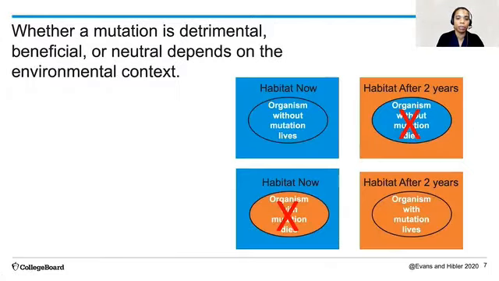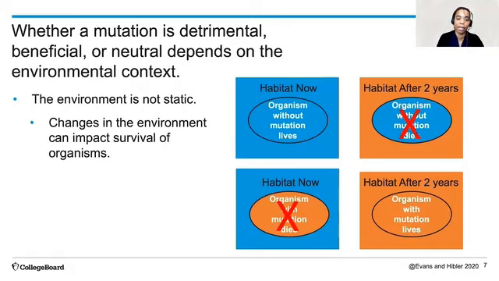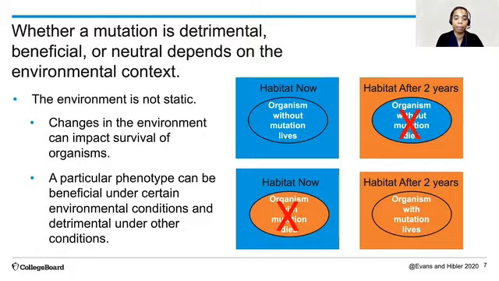Whether a mutation is detrimental, beneficial, or neutral depends on the environmental context. The environment is not static. Changes in the environment can impact survival of organisms. A particular phenotype can be beneficial under certain environmental conditions and detrimental under other environmental conditions. So we see here when the habitat looks one way, you can have a beneficial trait. With that same organism, under other conditions, that trait can be detrimental for them.